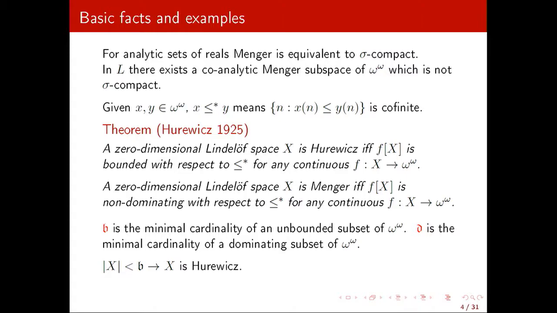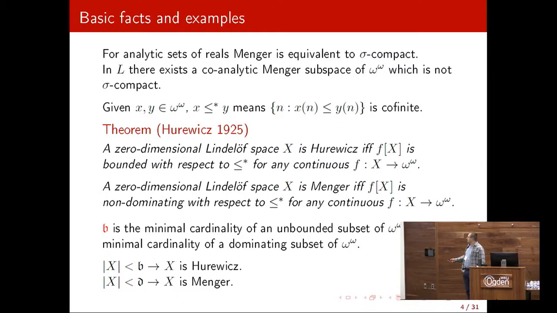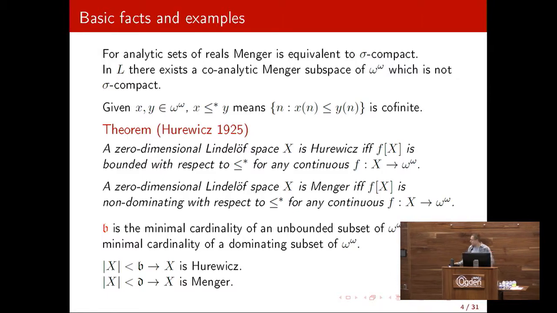And by characterizations of Hurewicz, we immediately have that if a space has size less than b, it must be Hurewicz. And if the space has size less than d, it must be Menger. So we already have some consistent counterexamples. We've got non-sigma compact spaces which have property Menger and Hurewicz if b and d are above omega 1. Okay, but what happens under CH?